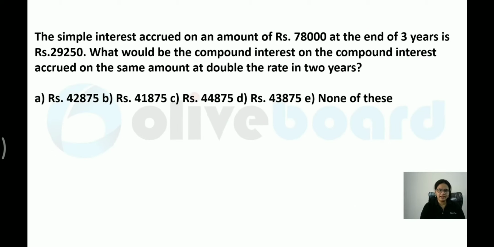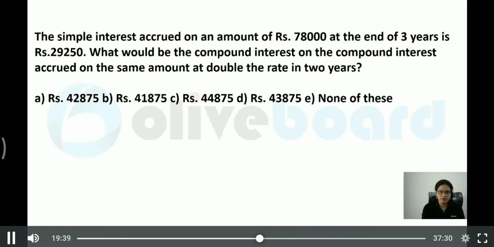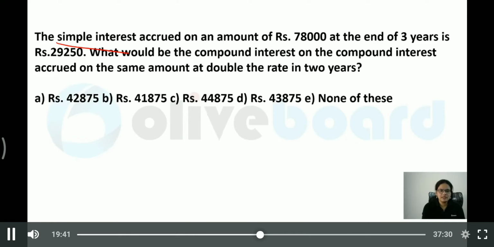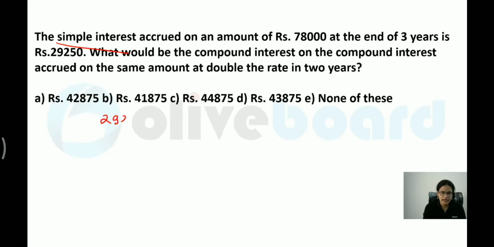So simple interest accrued on the amount of 78,000 at the end of 3 years. Now they are talking about simple interest over here. So you have to use this simple interest formula, that is 29250 is equal to PRT by 100. So 78,000, R value is not known to me. This is multiplied by T, that is 3 over here, right? Time period is 3 years. You can calculate what value you are getting for the R. So this will also get cancelled over here. You can check this value. 3 9s are 27. 2 will be remaining. 3 7s are and 3 5s are.